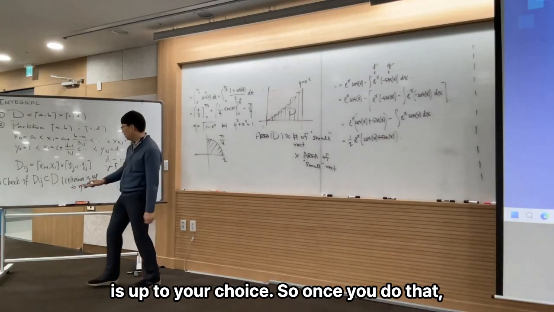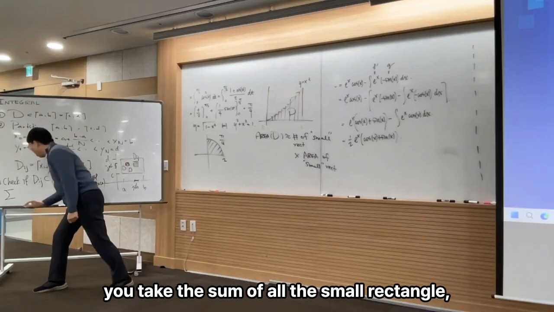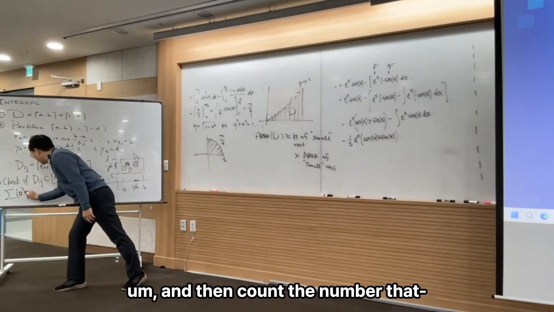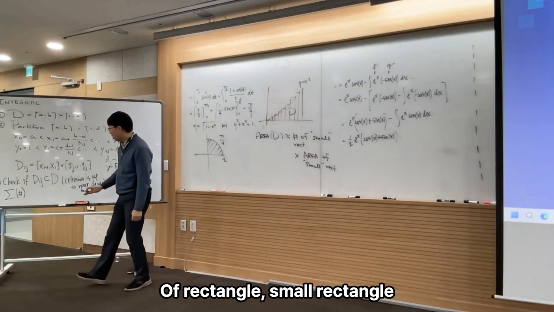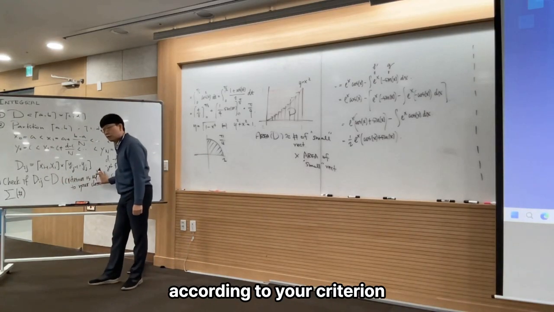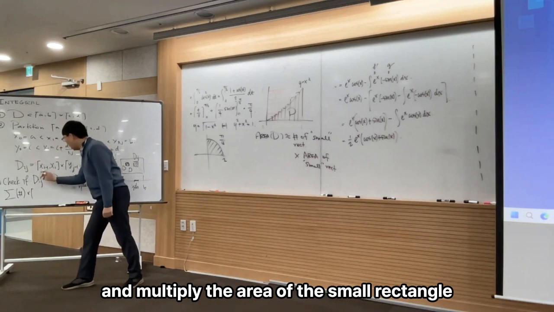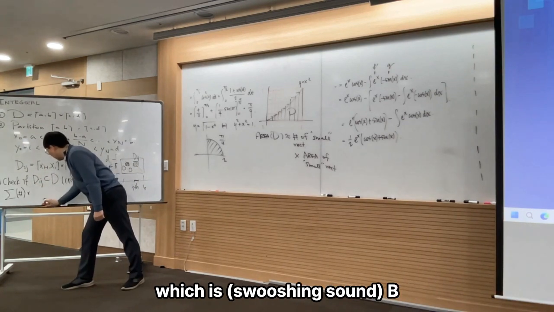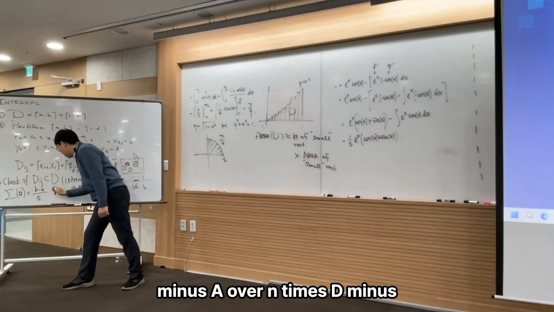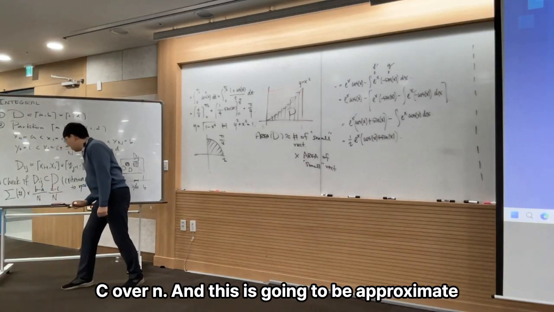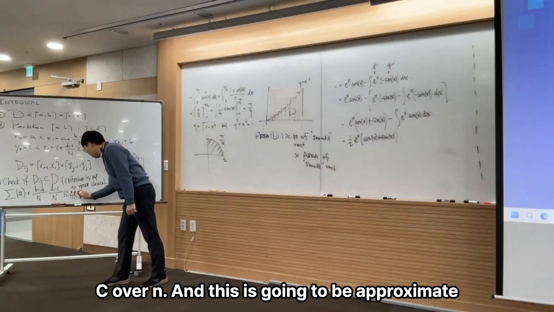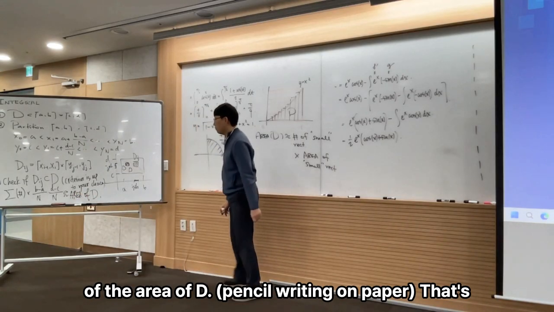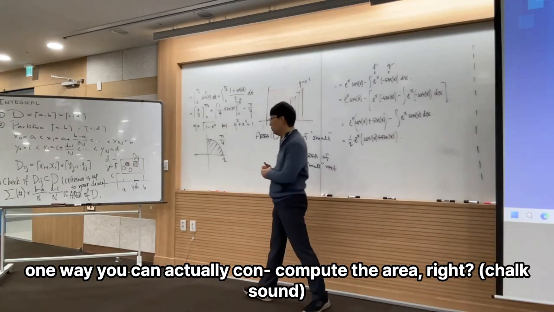So once you do that, you take the sum over all the small rectangles and count the number of small rectangles that are contained in D according to your criterion, and multiply by the area of the small rectangle, which are all the same, which is (B minus A) over N times (D minus C) over N. And this is going to be an approximation of the area of D. That's one way you can actually compute the area, right?